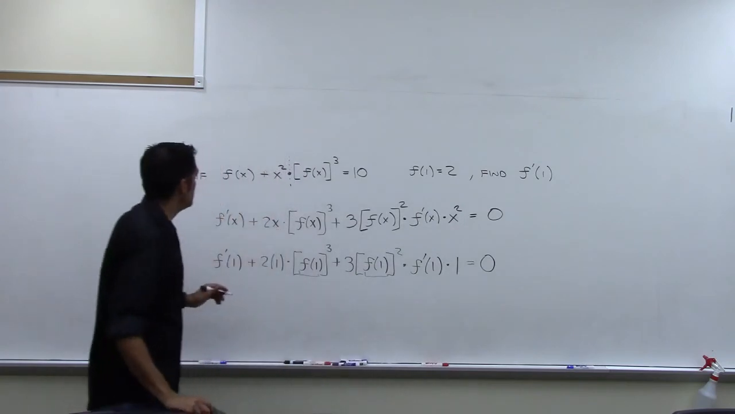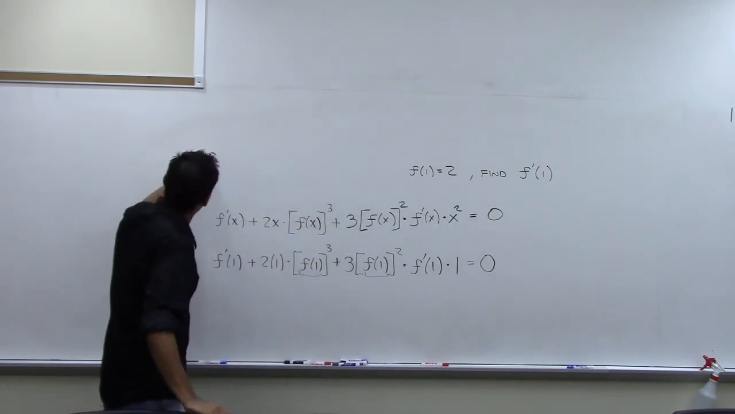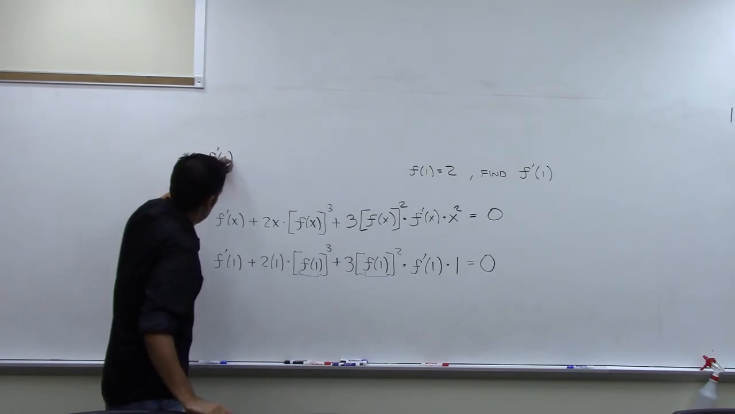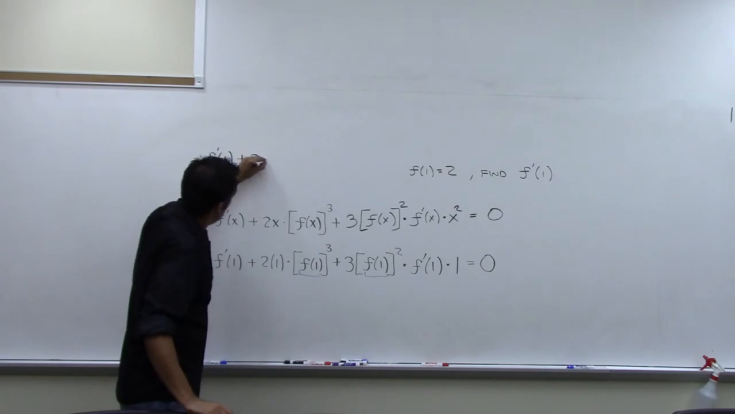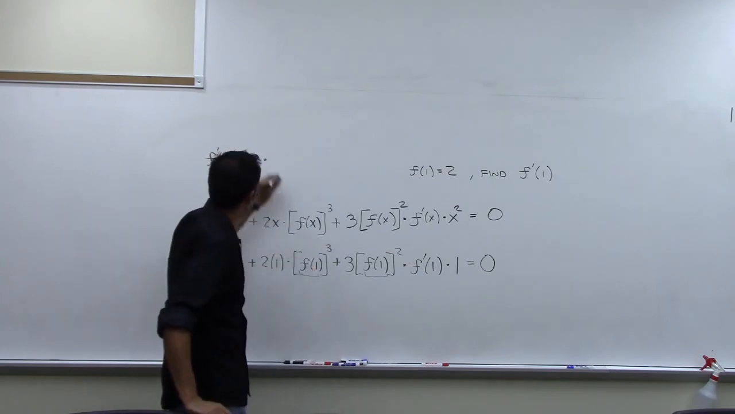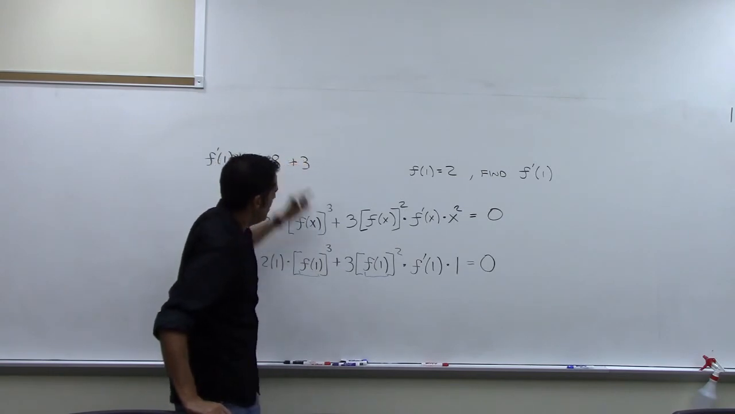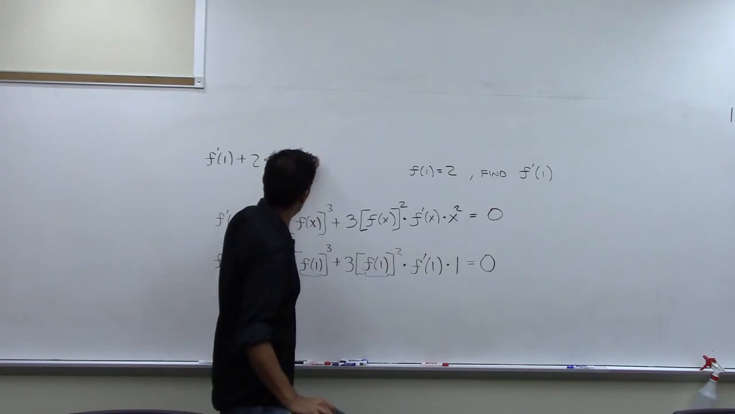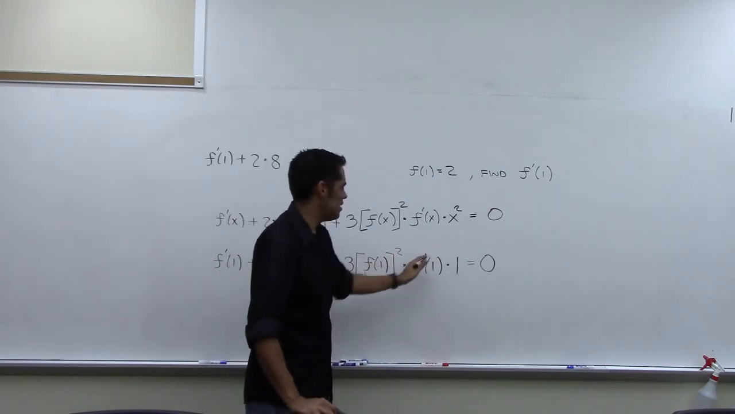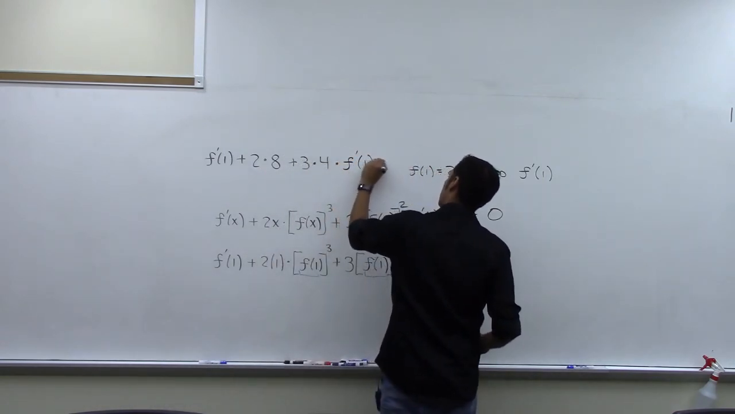So I can rewrite this now as f prime of 1 plus 2 times 1, which is 2, times, this is 2, 2 cubed is 8, plus 3 times, now f of 1 is 2, 2 squared is 4, so 3 times 4, and then times f prime of 1 times 1 is f prime of 1, so f prime of 1 must equal 0.